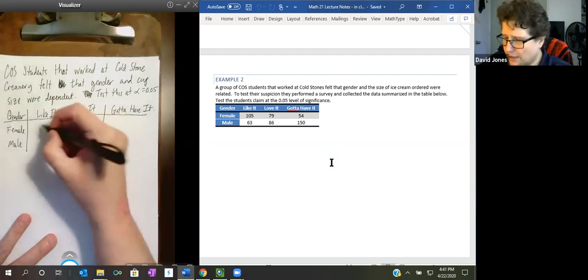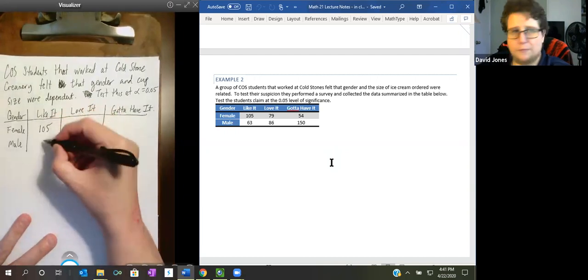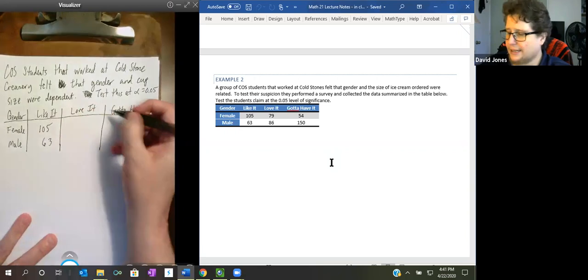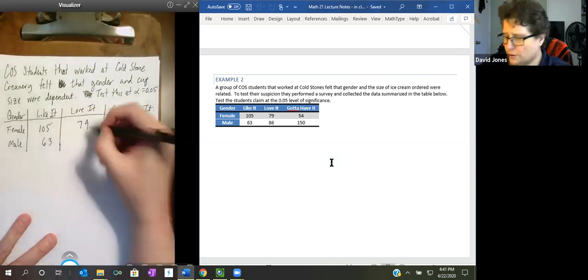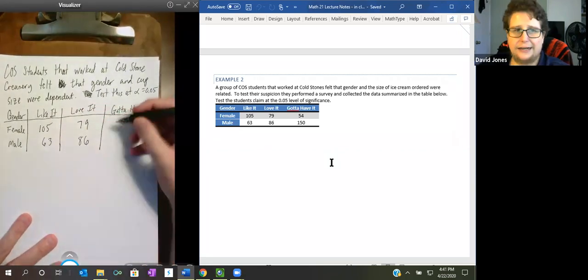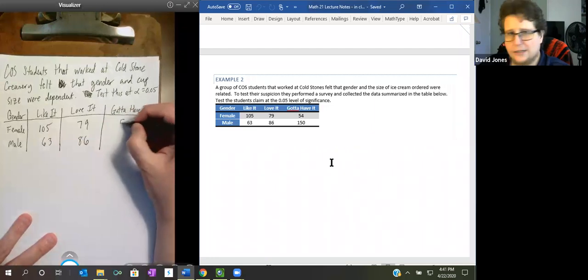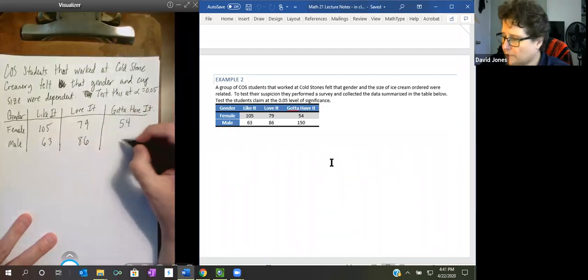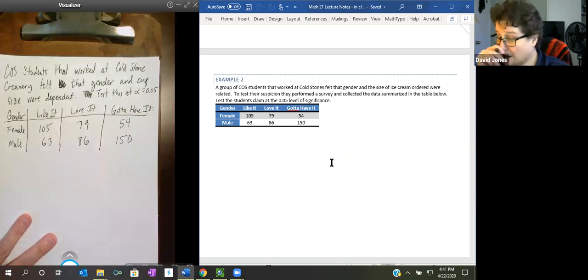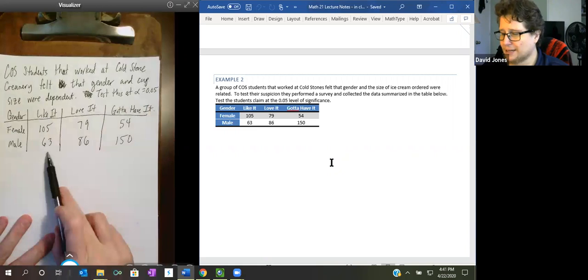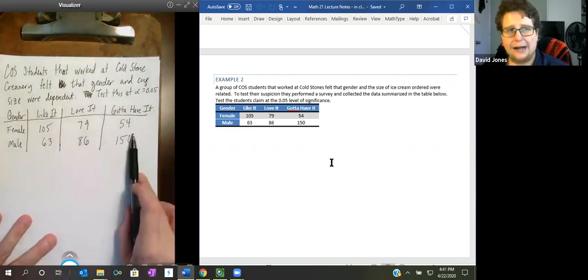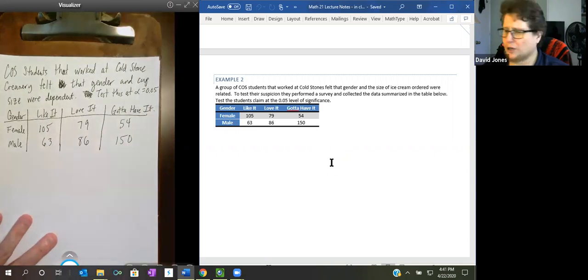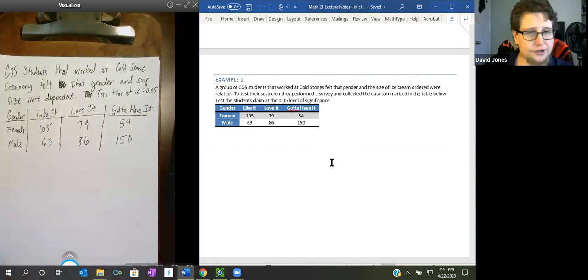And they found 105 females wanted the small, 63 males did. The medium size, they were similar in ranking, 79 and 86. The large ones, 54 women wanted it, and 150 men wanted it. Now, looking at it, it looks like as the cup size gets bigger, more men want it and less women want it. I'm thinking there's a strong case for dependency right here, but let's follow the procedures that we've learned.